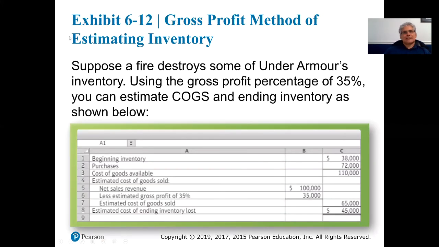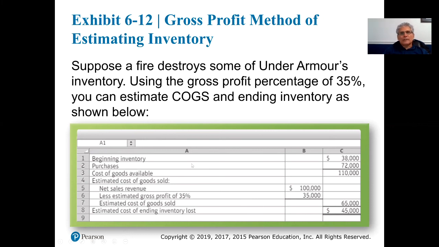So let's look at this example. Suppose a fire destroys some of Under Armour's inventory, using the gross profit percentage of 35%. And the question would be, where did it get to 35%? Well, you can do that from historical records. On average, your gross profit percentage has always been 35%. Well, you can assume that that was likely going to be the case when the fire occurred.